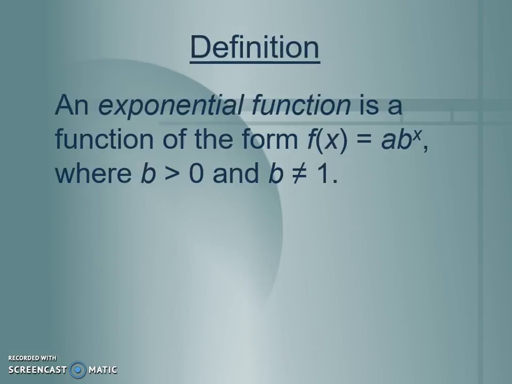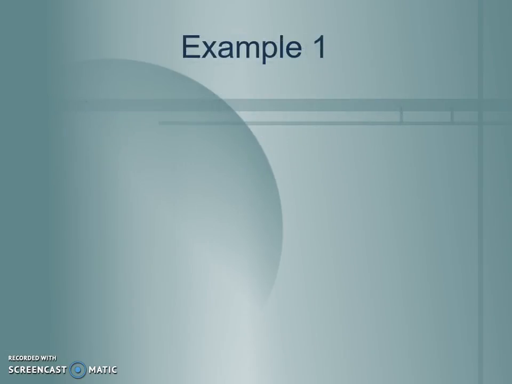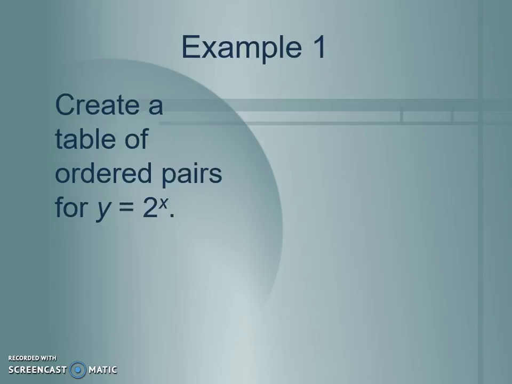So an exponential function is a function of the form f of x equals a times b to the xth power, where b is greater than 0 and b cannot be 1. So example 1, we're just creating a pair of tables for our ordered pairs for either a, which is y equals 2 to the x, or b, which is y equals 1/2 to the x, and then we'll graph those lines.